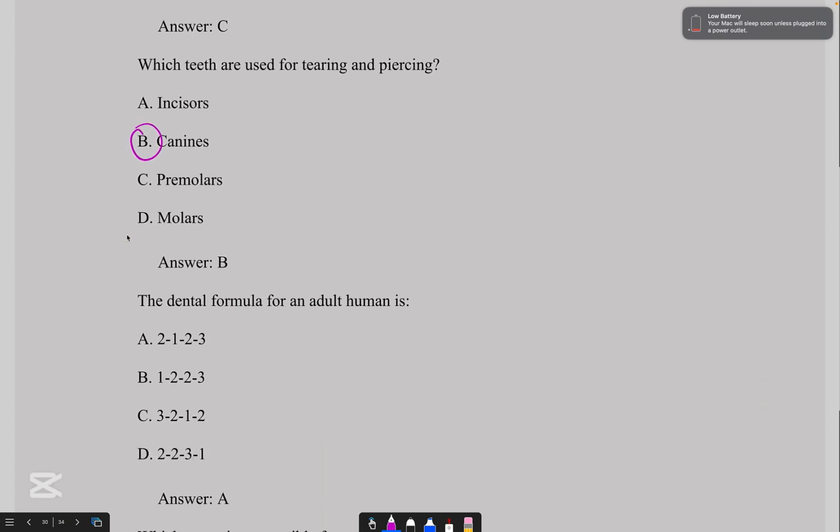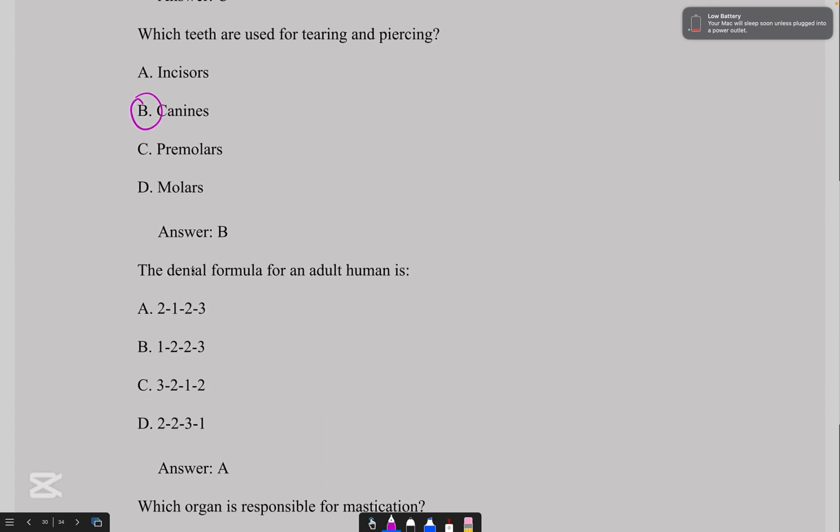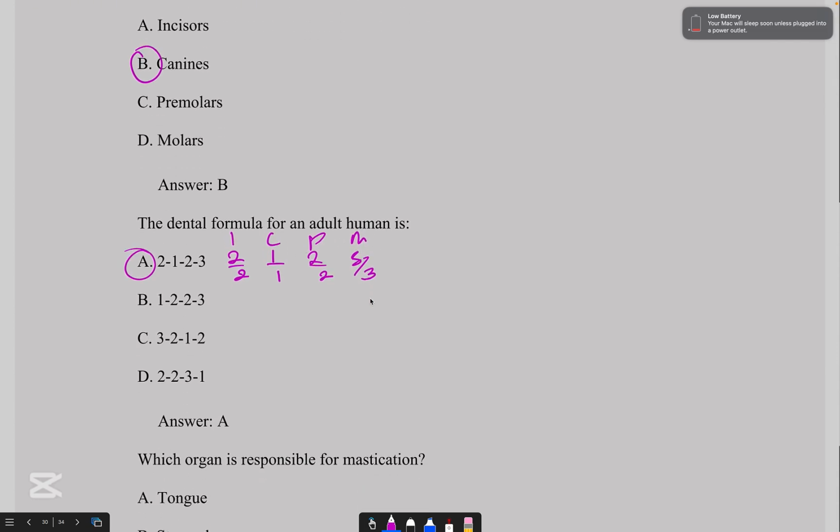The dental formula for an adult human, I told you, is 2123. Right? 2123. Take note. Or you may see something like 2/2, 1/1, 2/2, 3/3. Anyhow you see it, it is the correct thing. 2123 is the correct way of writing it. 2/2, 1/1, 2/2, 3/3, where this one is ICPM: incisors, canine, premolar, molar.